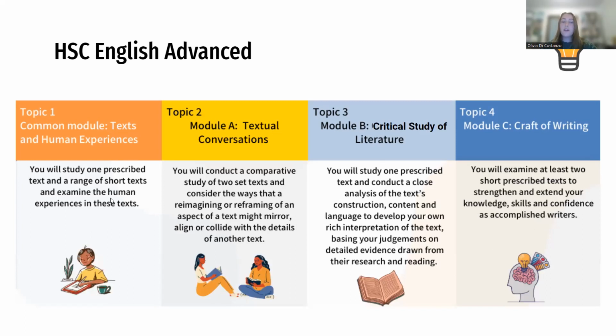Then shifting our focus to advanced, we can see this 4-module structure again, the common module as well. And after that module, students then move to Module A. This requires them to compare 2 texts, one being an adaptation of the other, and something that you will have practiced in preliminary English. Then in Module B, we have this critical study of literature, once again going in depth into a well-regarded text. And lastly, this craft of writing. Same name as the standard English course, however, students usually engage with more complex texts.